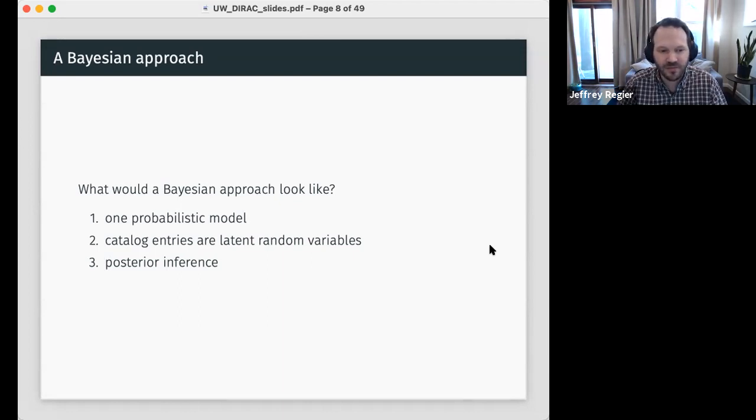Finally, you condition on the data that you do have, which in this case are the pixels from astronomical images. And that implies a distribution over the latent random variables in the model. And so if you can solve this inference problem, then you've pretty much solved the cataloging problem, if your model is good. So that's at a high level what a Bayesian approach would look like.